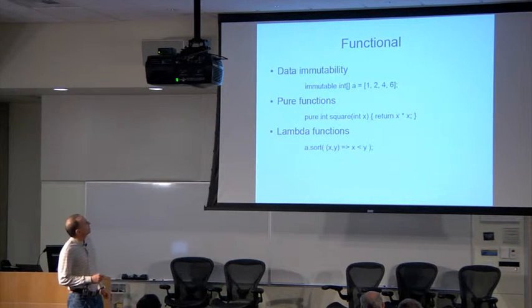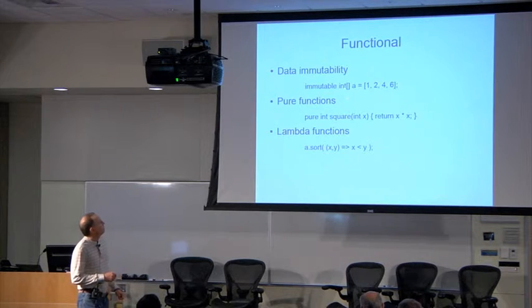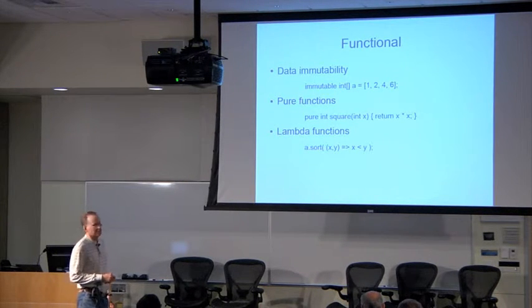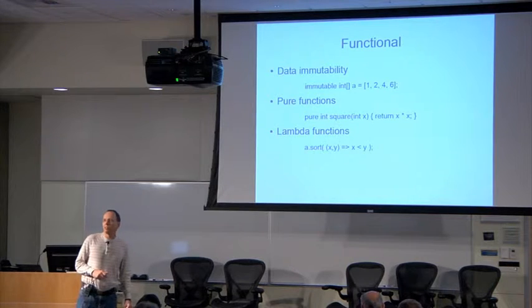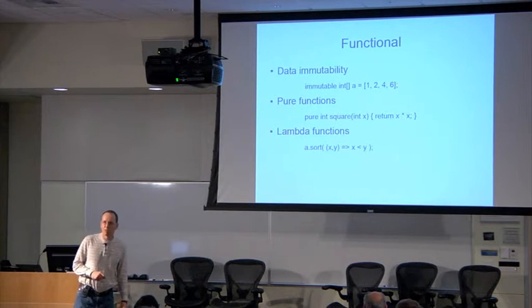So you can type immutable data. This is not a storage class. It's a type constructor, meaning you're actually creating an array of immutable ints and initializing it with 1, 2, 4, and 6. And after it's built, it is guaranteed to never change, and it's implicitly shareable between threads.